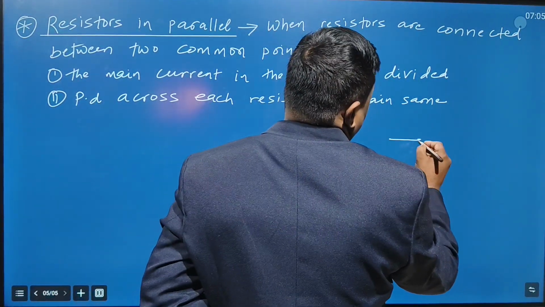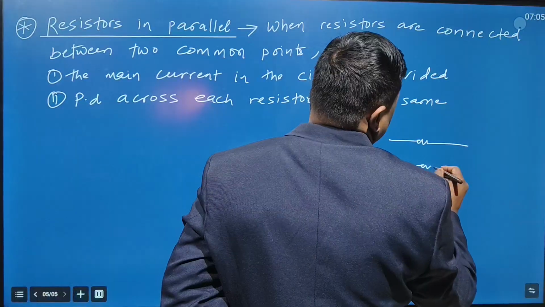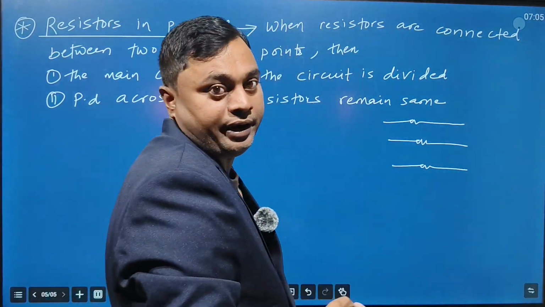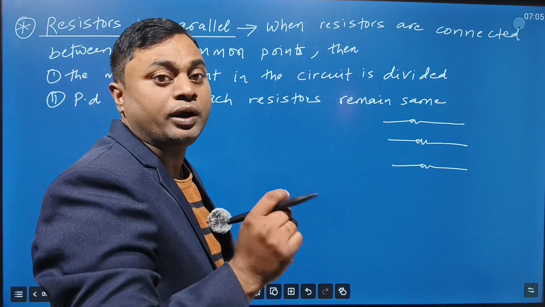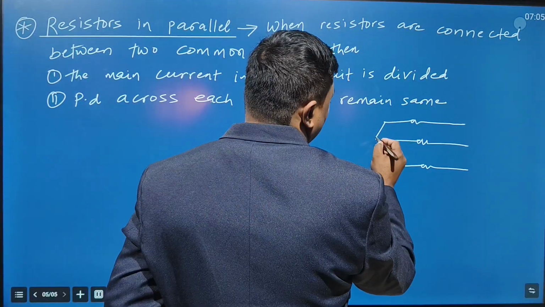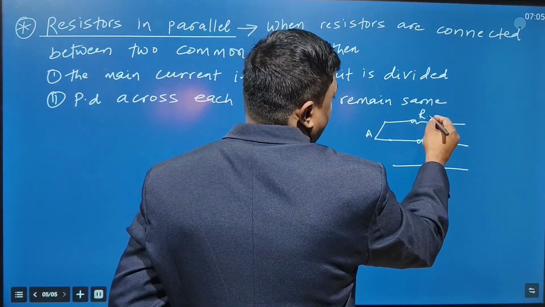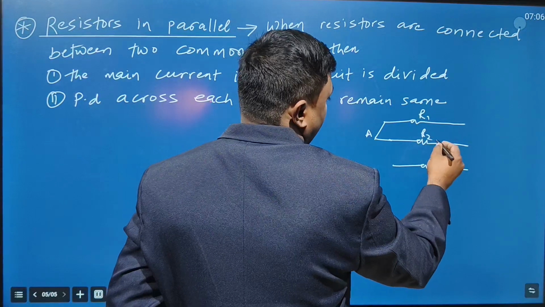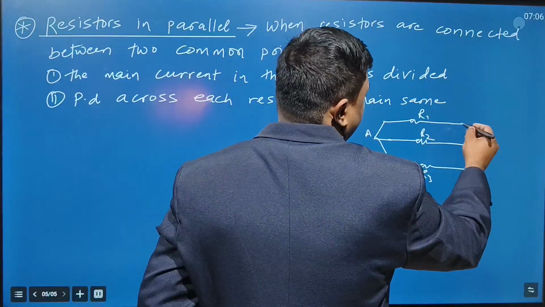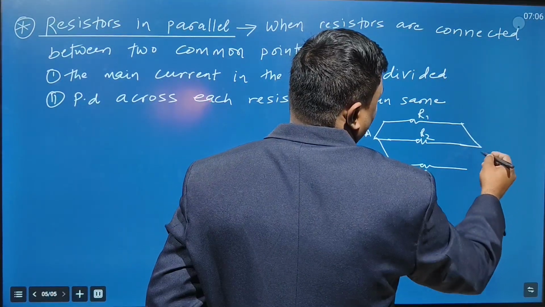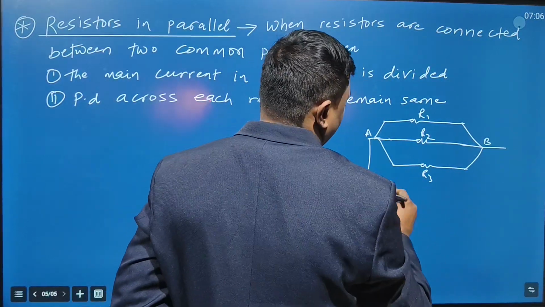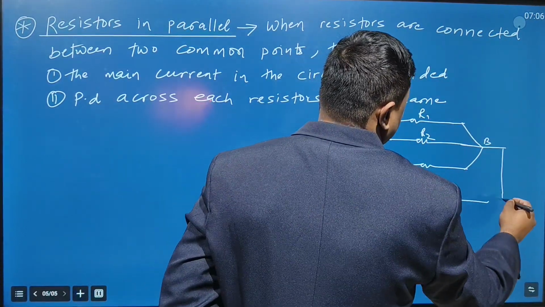Resistors are said to be connected in parallel when there are two common ends. In the series we learnt an end to end connection, yes or no? Here you can see resistor R1 has one end at A, resistor R2 has one end at A, resistor R3 has one end at A, and the other ends are also connected to another common point. Let's say this is point B. Yes or no? Such types of connections are called parallel connections.